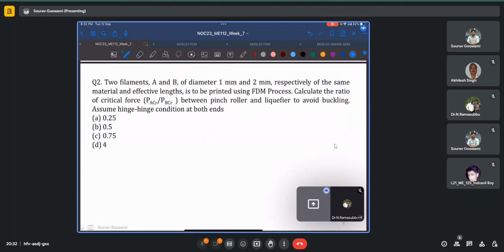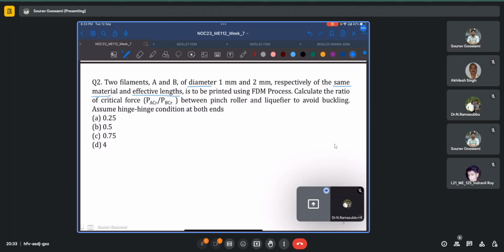Now the second question describes that we have two filaments of different diameters. One has a diameter of 1 mm, the other one has a diameter of 2 mm, so twice. However, they have the same material as well as the same effective length. So this question clearly talks about buckling. Even the effective length in both the cases is the same. The material is same, all the material properties such as the Young's modulus, Poisson ratio, and others would remain the same for both the two cases. Only the diameter is changing, and it is to be printed by using an FDM process.